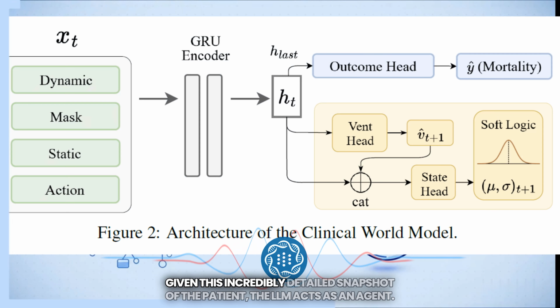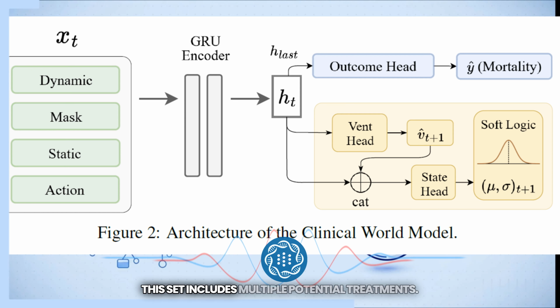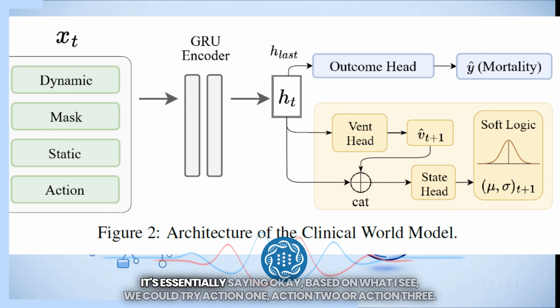Given this incredibly detailed snapshot of the patient, the LLM acts as an agent. It looks at the data and proposes a candidate action set, which is mathematically represented as C sub t. This set includes multiple potential treatments. It's essentially saying, okay, based on what I see, we could try action 1, action 2, or action 3.